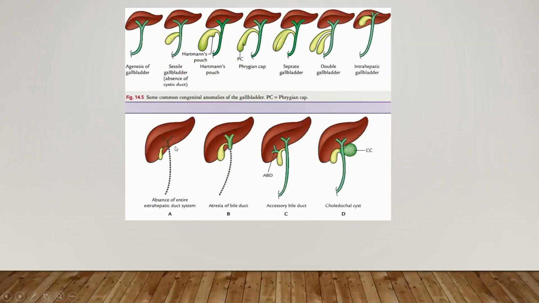So these all are anomalies. You can see here, this is the Hartmann pouch. This is the Phrygian cap, this is septed gallbladder, this is a double gallbladder, this is intrahepatic gallbladder. Here there is absence of entire hepatic duct system. Here there is atresia of common bile duct. Here there is accessory bile duct and there is choledochal cyst.